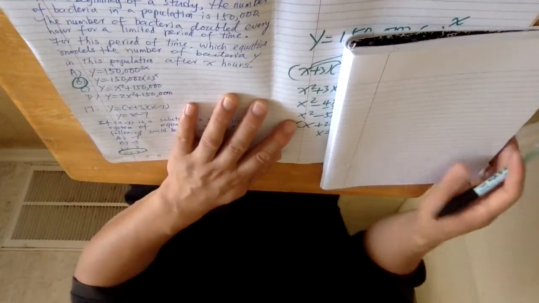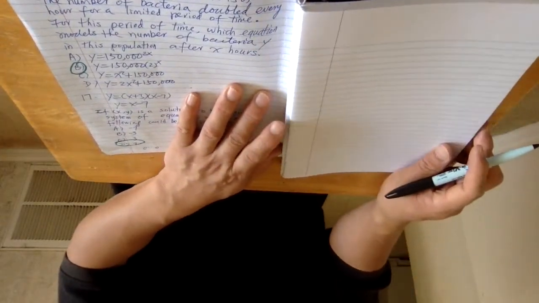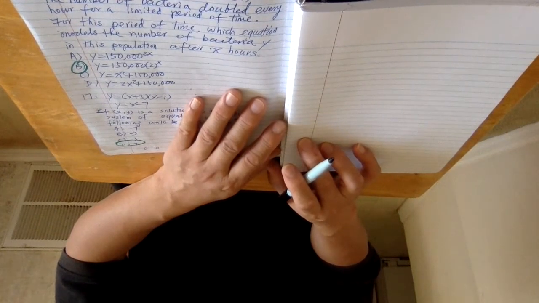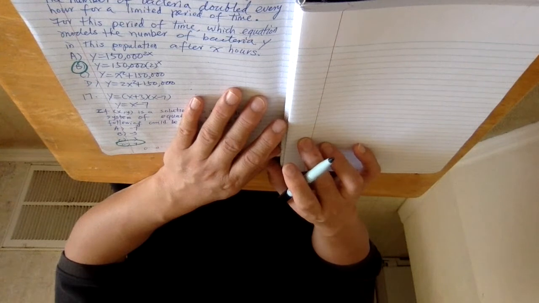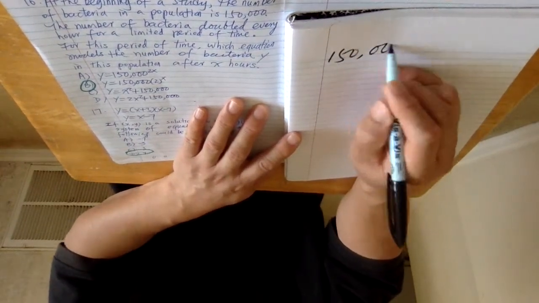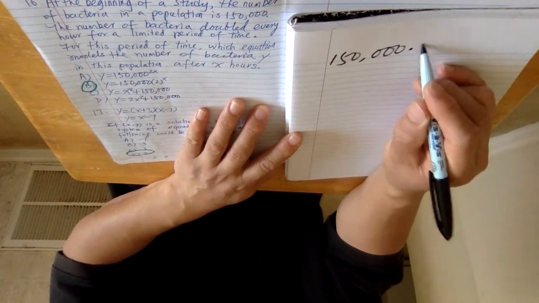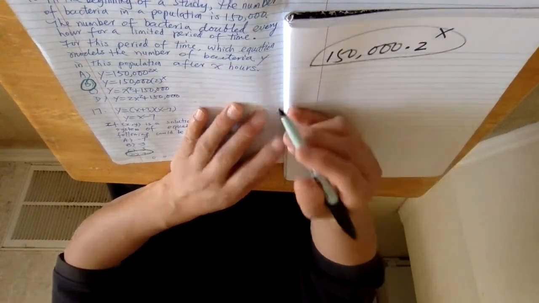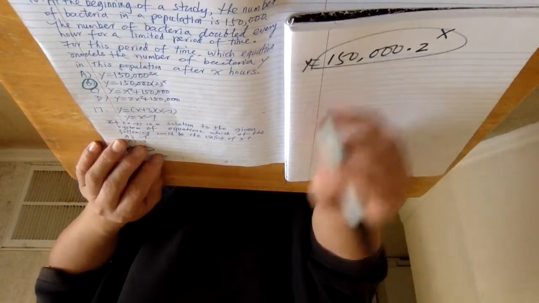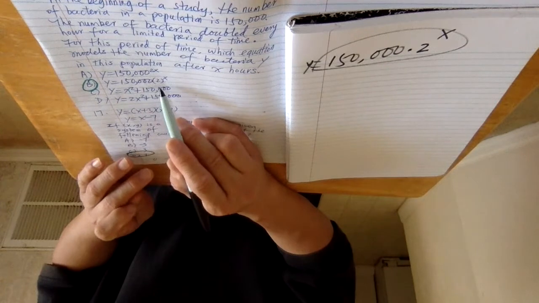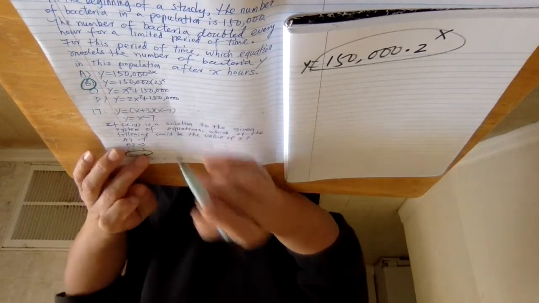Number 16. At the beginning of the study, the number of bacteria in the population is 150,000. The number of bacteria doubled every hour for a limited period of time. So we know this is going to be 150,000. Doubling means the base number will be 2 with exponent x. So the answer is going to be y equals b, where b equals 150,000 times 2 to the x exponent.